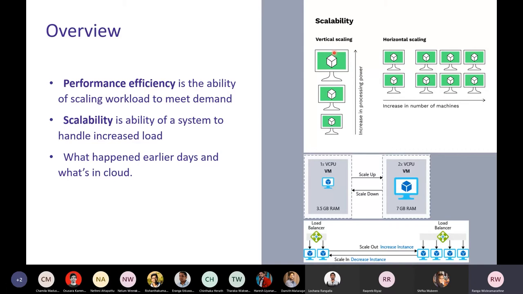And when we think of horizontal scaling, it's about increasing the number of units overall. The same thing we call scale out and scale in. So when you're thinking of scaling out a web app, it means you are increasing the number of instances, the instance count. And scaling in means you are decreasing the number of instances. So that's pretty much it. And that's today's cloud business.